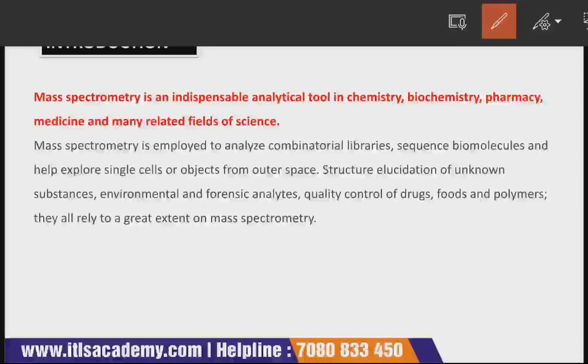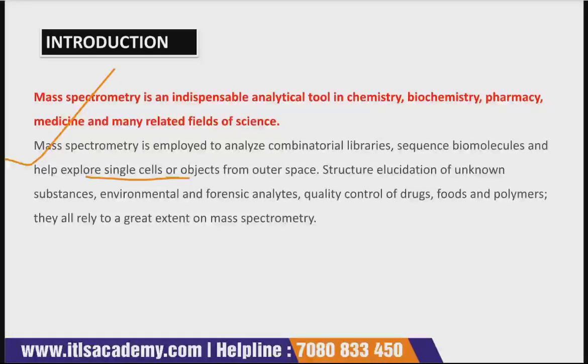Now let's see what is written here. Mass spectrometry is an indispensable analytical tool used in chemistry, biochemistry, pharmacy, medicine and many related fields of science. We have already covered that it has a huge demand in sectors like pharmaceutical, clinical, geological, biotechnology and environmental. Mass spectrometry is employed to analyze combinatorial libraries and sequence biomolecules, which helps to explore a single cell or an object from outer space. Because it is used to explore a single cell, it is known as a micro analytical technique. So this is the whole introduction about this technique.